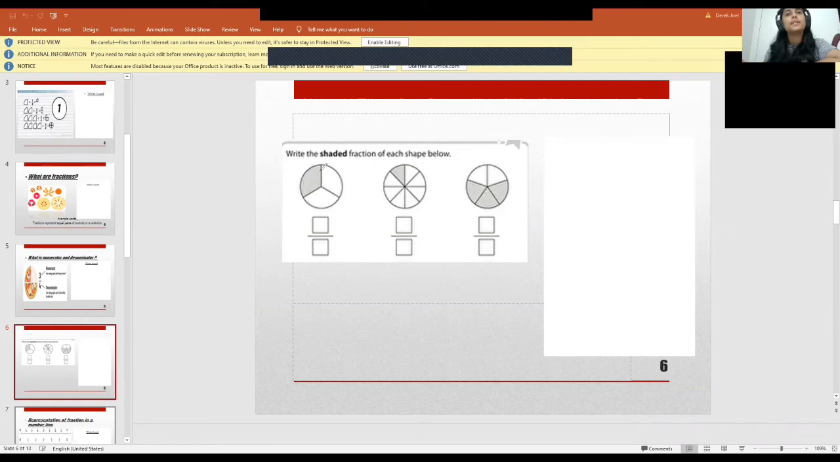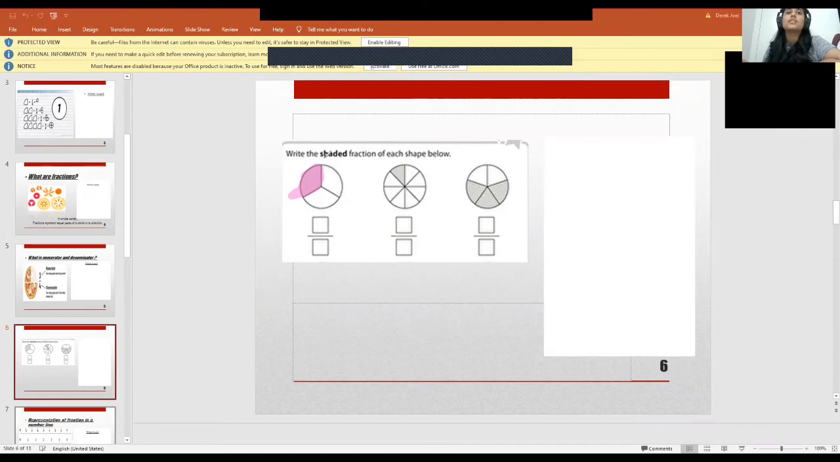So shaded means they're asking for this piece. So let's color it. Let's do it in pink. So they're asking for this part. I'm so sorry, I didn't color it in the box, I mean in the part. Like I told you, there is a line. The line is given. Above the line you have the numerator, and below the line you have the denominator.